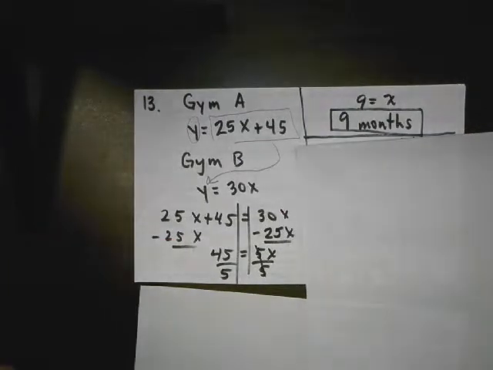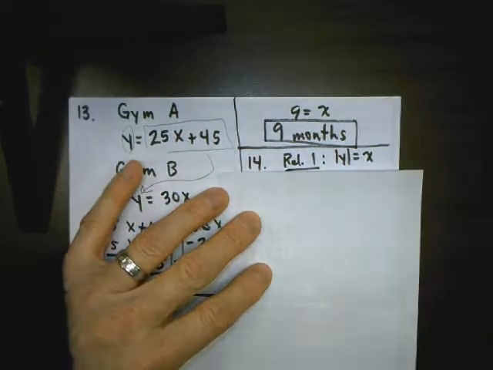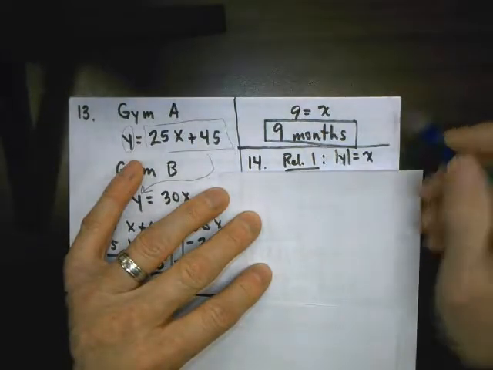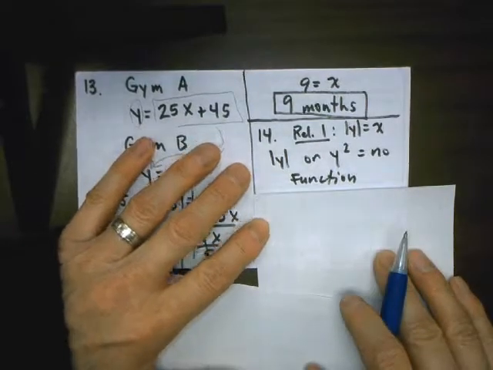For 14, it says, the following are examples of relations which are functions. Now, I want you to understand, relation 1, they have that absolute value of y equals x. Anytime you see absolute value of y or y squared, that's not a function. Every other equation is just considered a function. Okay, so the first one can't be a function.